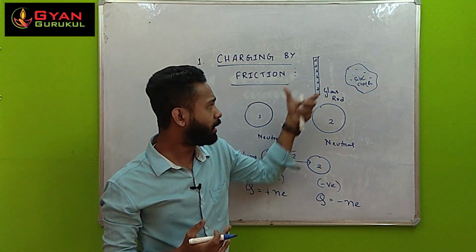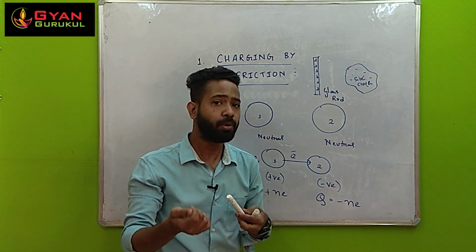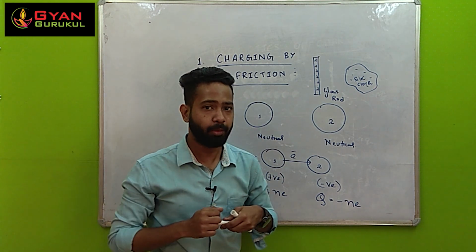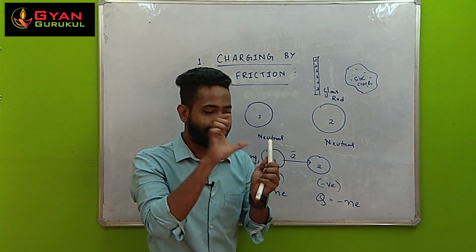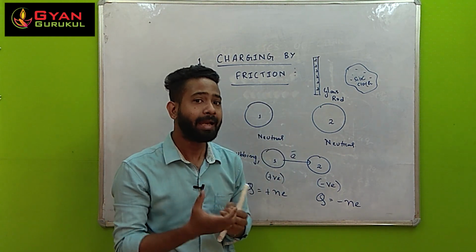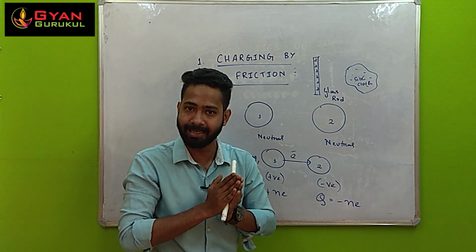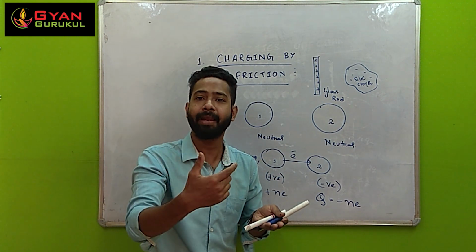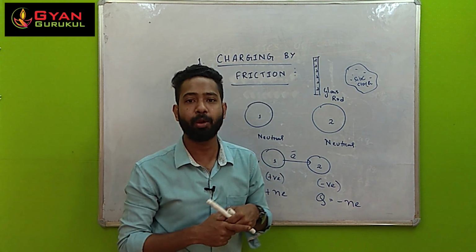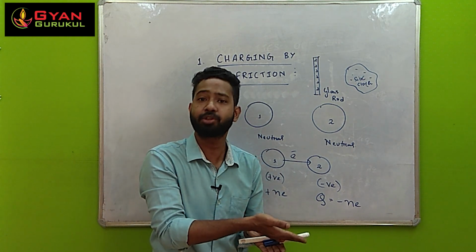Now, some practical examples based on this fact: suppose you comb your dry hair, then what do you see? We see that the comb is able to attract some bits of paper, right? That is because when you comb your hair, a frictional charging method is generated, and from comb and hair, one of them loses electrons and the other gains electrons, and hence they acquire virtually positive and negative charge. That is why the comb is able to attract pieces of paper.